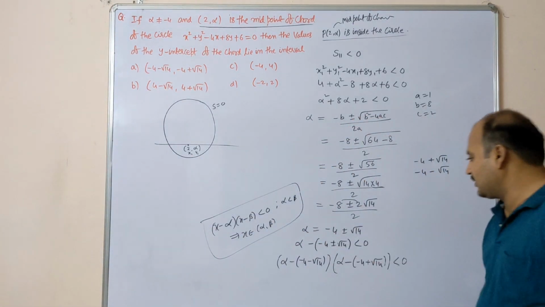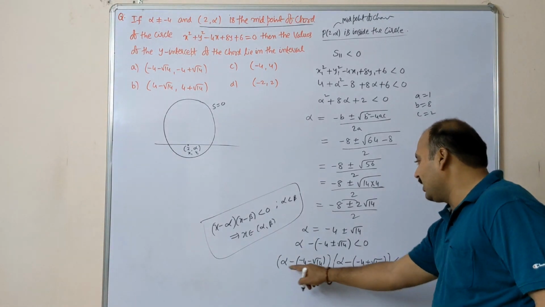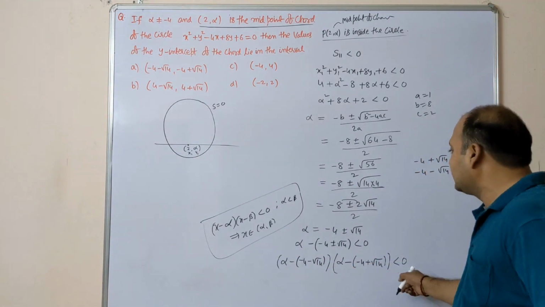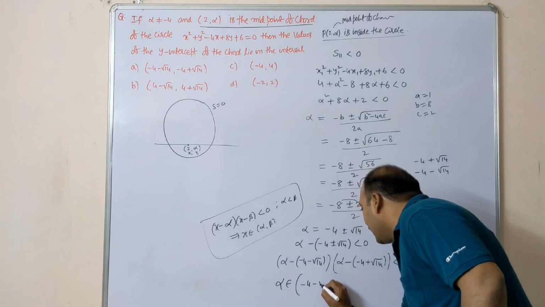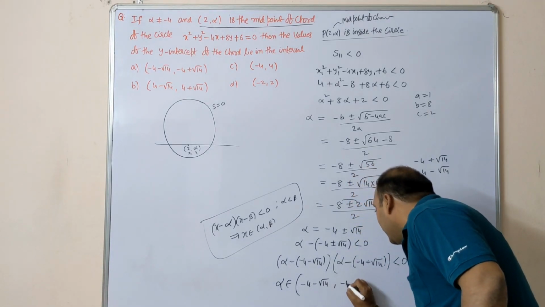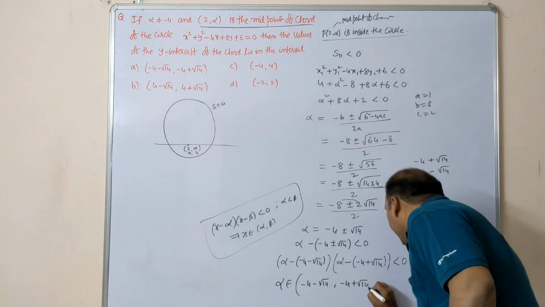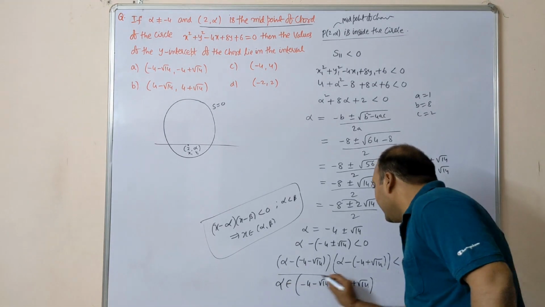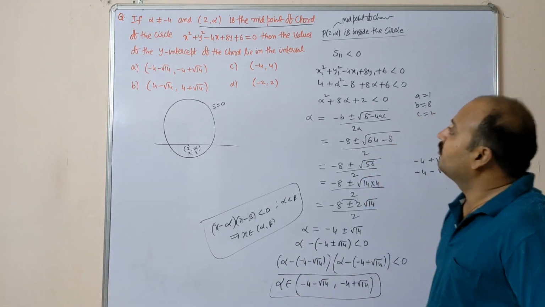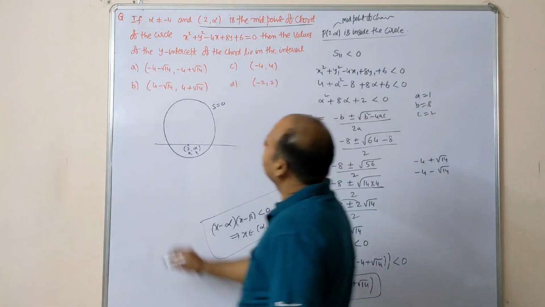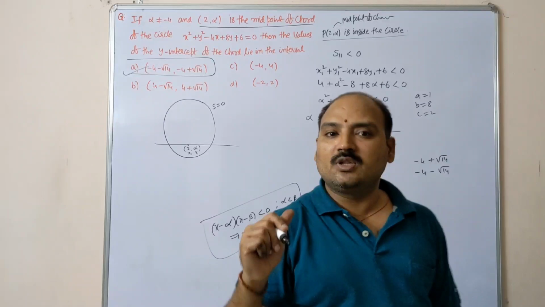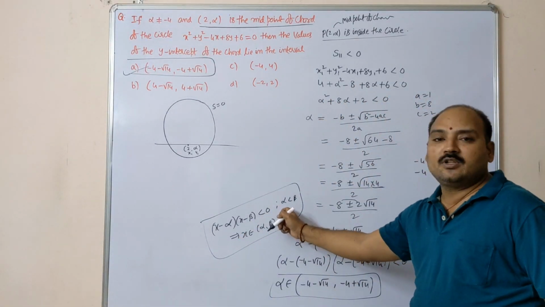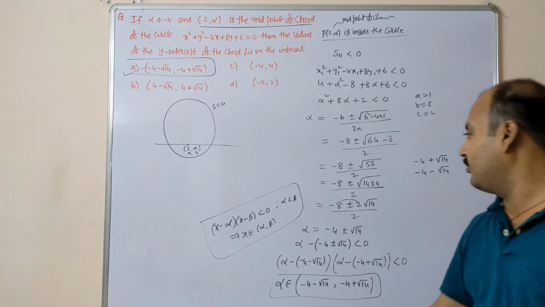So alpha minus this value into alpha minus this value is less than 0. Alpha belongs to (minus 4 minus root 14, minus 4 plus root 14). So which option is this? First option only. I hope you understand this, students. You learn these properties in the function domain and range chapter, which we can apply.